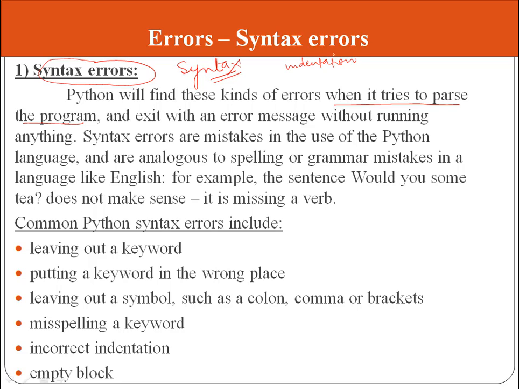So indentation means suppose you are writing the for loop, right? And in the for loop you are writing some lines of code, and you need to put one tab in front of the line of code that is part of this for loop. So this is indentation. You have to write inside the for loop, not at the level of the for loop. So this is your syntax error, right?